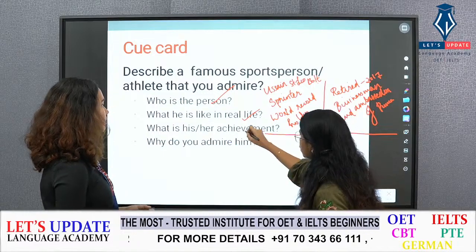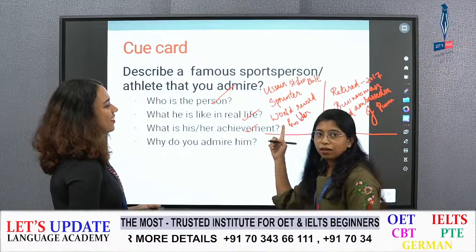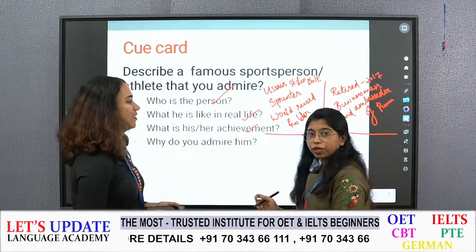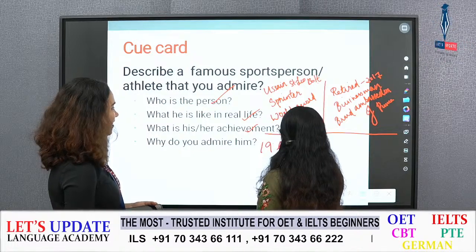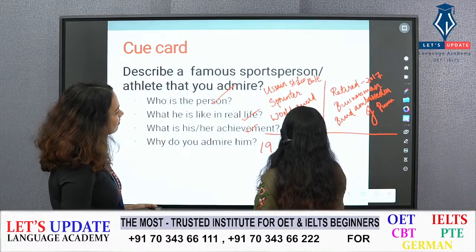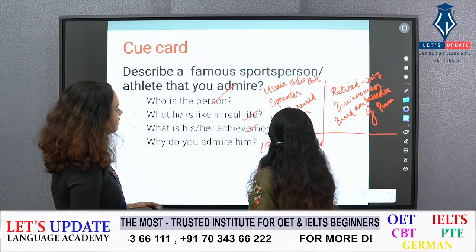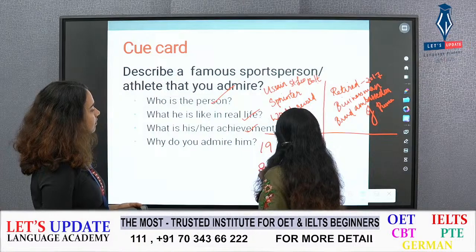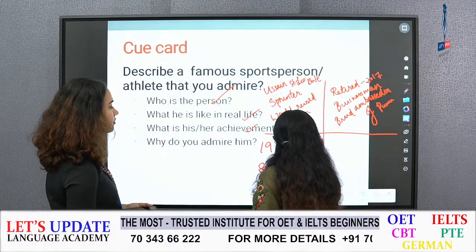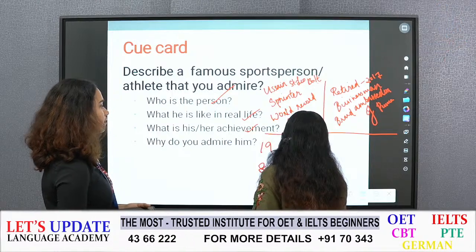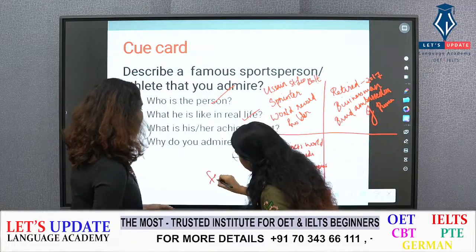And the third question, what are his or her achievements? So of course, he is a Guinness World Record holder 19 times. That's a great achievement. 19 Guinness World Records. Then 8-time Olympic gold medalist. And he is known as the fastest man alive.